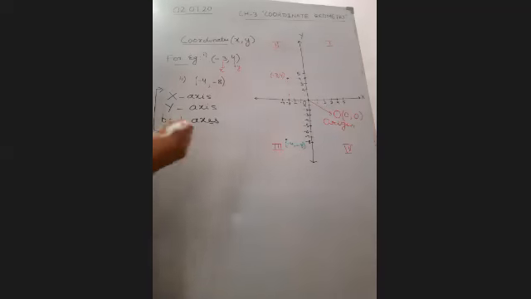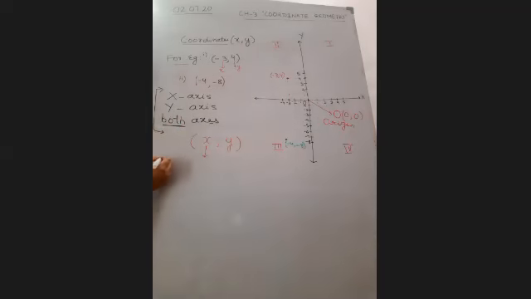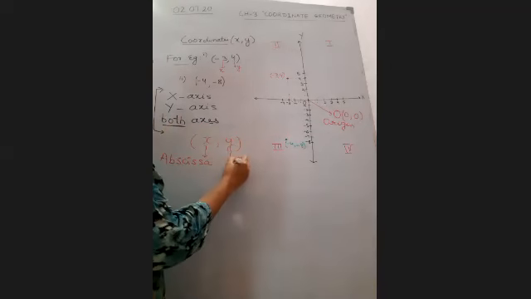Now, this x comma y when I write, this has a term. This is called abscissa. It has got a name, like my name is Jyoti. This is called abscissa.